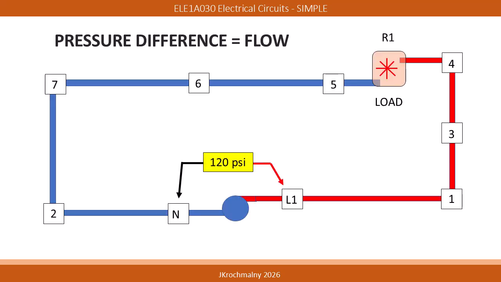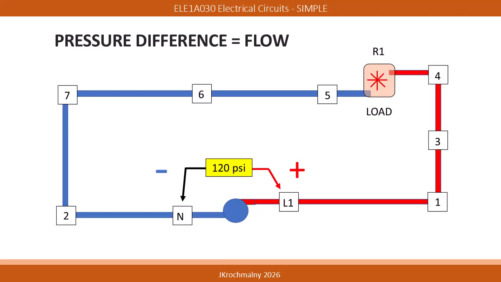Remembering Ohm's law, we can understand the relationship among pressure, flow, and the resistance to that flow. In this fluid power circuit, between terminals L1 and N, we see a pressure difference of 120 psi. Between terminals 4 and 5, we see the circuit load. The circuit load will convert the pressure and flow of the circuit into rotational mechanical torque.